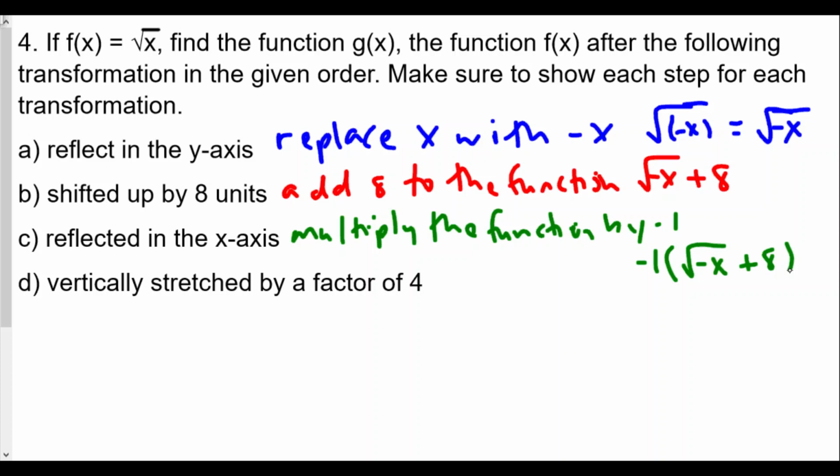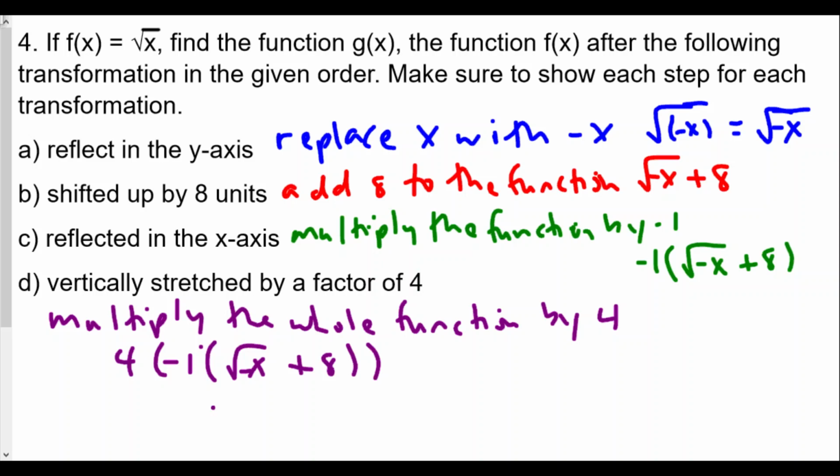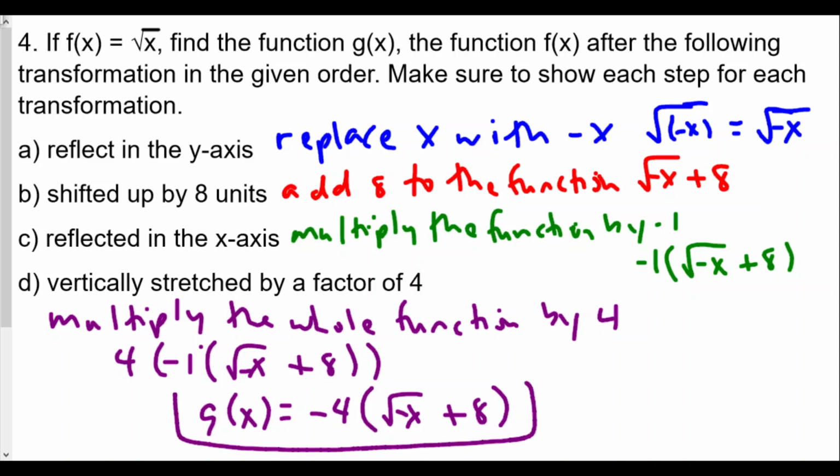And now for the last part, vertically stretch by a factor of 4, multiply the whole function by 4. And therefore, we're going to have 4 times negative 1 times the square root of negative x plus 8, close parentheses twice, which means our g of x will end up looking like negative 4 times the square root of negative x plus 8. And that's what it looks like here.